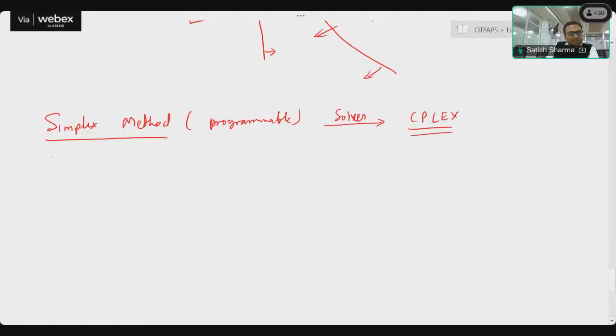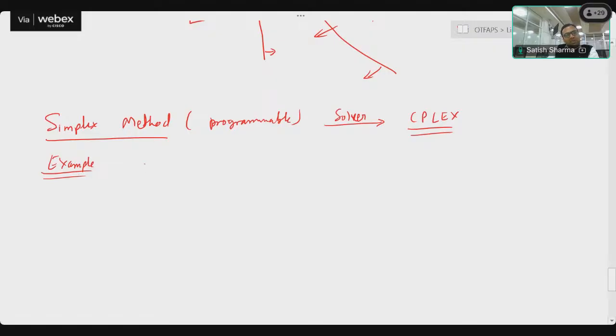So let's consider an example. There are many faculties from the institute, different colleges there. So how the simplex method works, we can talk about that.